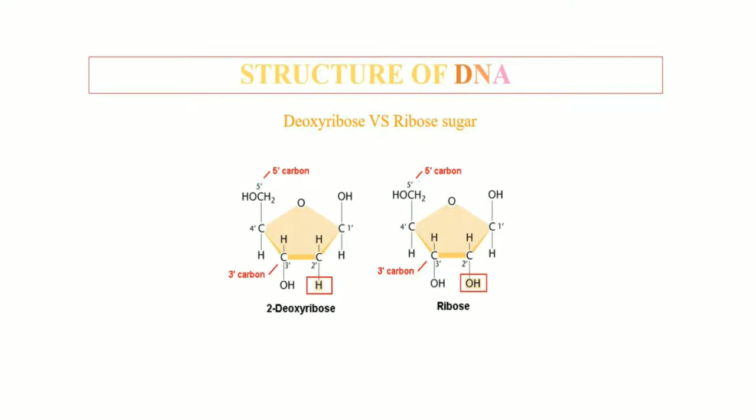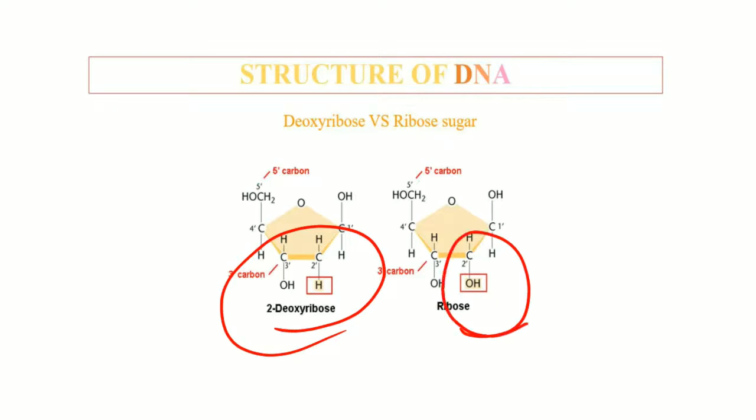DNA is known as deoxyribonucleic acid because the pentose sugar in DNA is deoxyribose. It means that the 2' carbon in this sugar lacks a hydroxyl group, which is replaced by hydrogen. As in this figure, you can see that the 2' carbon contains a hydrogen group. RNA possesses ribose sugar as it contains a hydroxyl group at the 2' carbon of the ribose sugar.